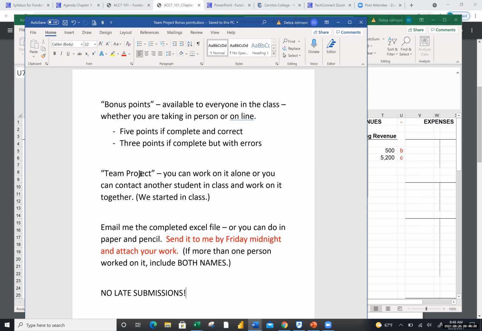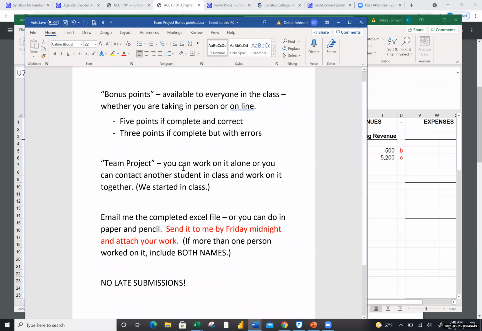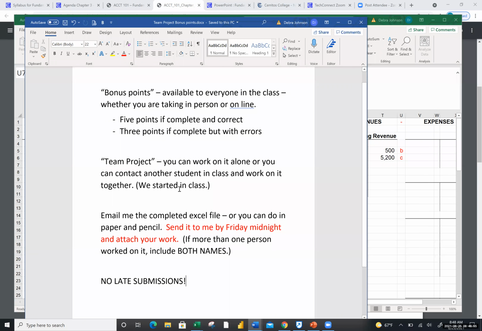So these are bonus points. They're available to everyone in the class, whether you're taking the in person or taking online. 5 points if you complete it and get it correct. 3 to 4 points if you complete it, but you got a couple errors. Normally it's a team project, so you can decide to either work on it by yourself or you can contact another class member. A lot of you had Accounting 100 together. So if you'd like to work on it with somebody else, that's okay with me.